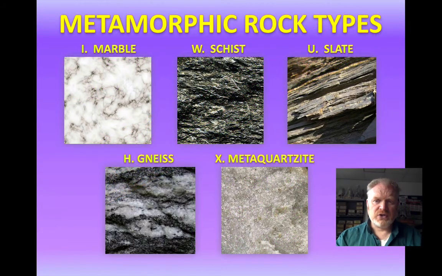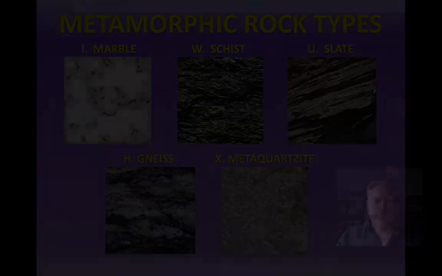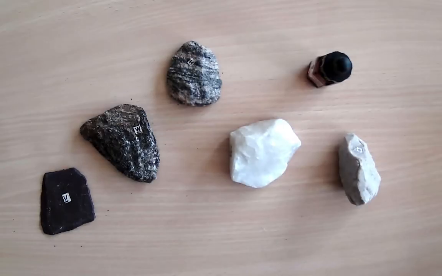These are the 5 rocks that we need to know. Let's have a look at how we can recognize them. What are their key features? These are the 5 metamorphic rocks that we need to be able to recognize for GCSE Geology. You'll find pictures of these on page 3 of your Theme 6 booklet.